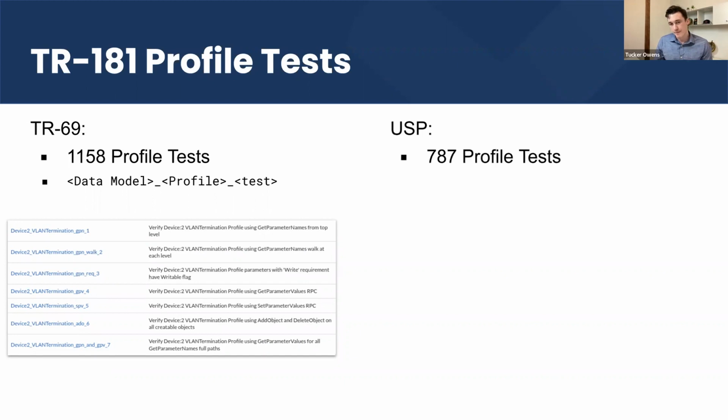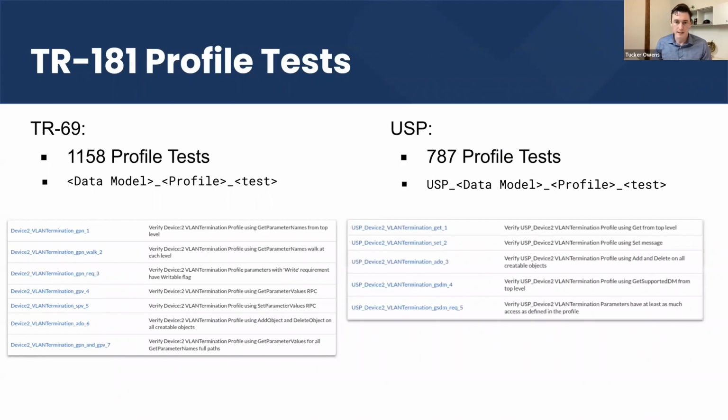On the USP side, there are slightly fewer tests because, like I said, there are 7 profile tests on the TR-69 side and only 5 on the USP side. They're structured a little bit differently. They have USP underscore at the front of them. Now you can see this is the exact same profile in the Device 2 data model, but for USP. So we've got USP underscore Device 2, VLAN termination, that's the profile, and then the 5 tests.